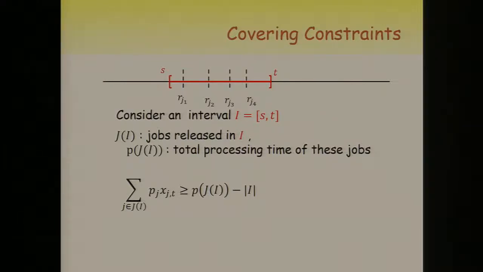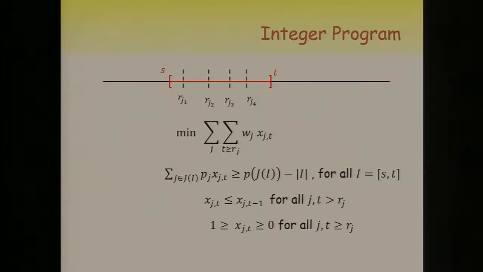So there's some sort of packing or covering kind of constraint. It's saying that a lot of jobs are getting released here, so if this segment is not long enough, then a lot of them have to be transferred here. Not everything can finish here. So I'm just writing a linear condition which captures this. So this is my integer program. This is the objective function. This is the constraint I wrote down for every interval.